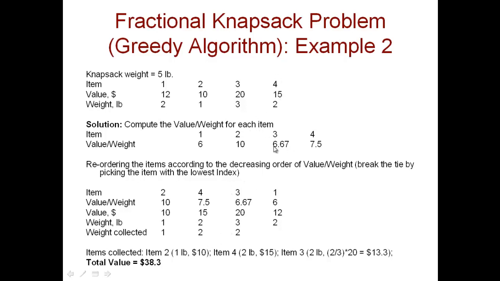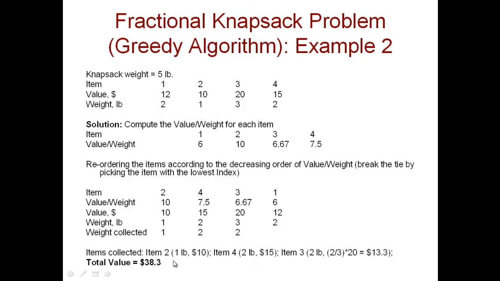The next largest value is 6.67. You have 3 pounds of item 3, but capacity only for 2 pounds remaining in the knapsack. So you have to break item 3 and take only 2/3 of it. 2/3 of 20 is going to be 13.3. That's the dollar value you pick up from item 3.